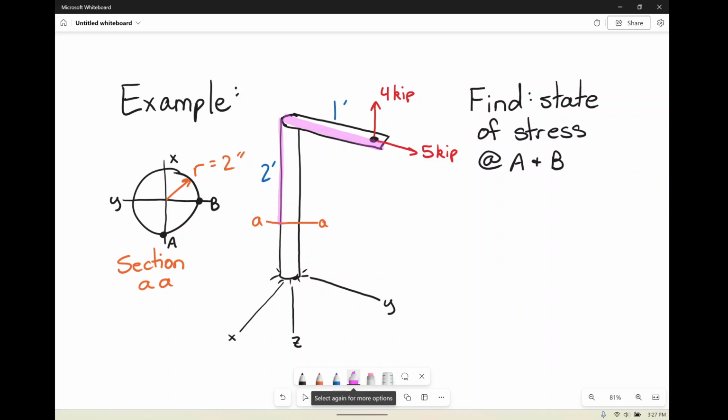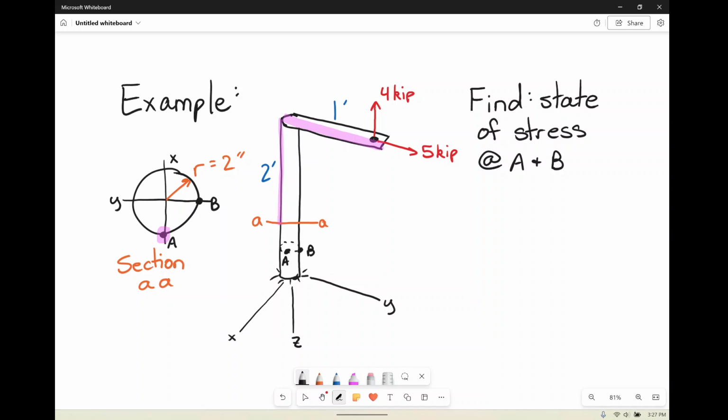We want to find the state of stress at A and B, and A and B are on our section AA here. So A is at the bottom. If we were to draw out where that would be on this circular shape, remember since X is over here, this would be A and B would be over here if we were looking at it at section AA. Then we have a radius of 2 inches.